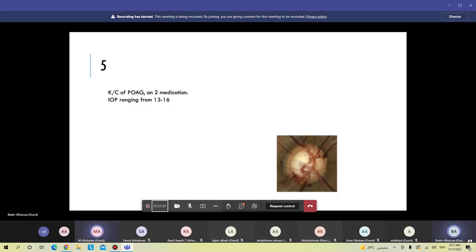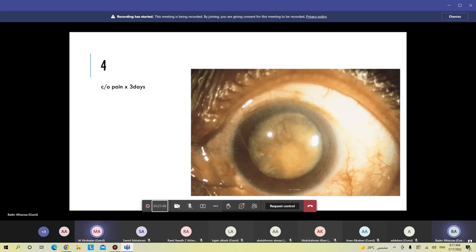Yeah. I have a question for Mohammed Masi. He mentioned that if it's one eye, I will do combined. Could you justify this answer, please?